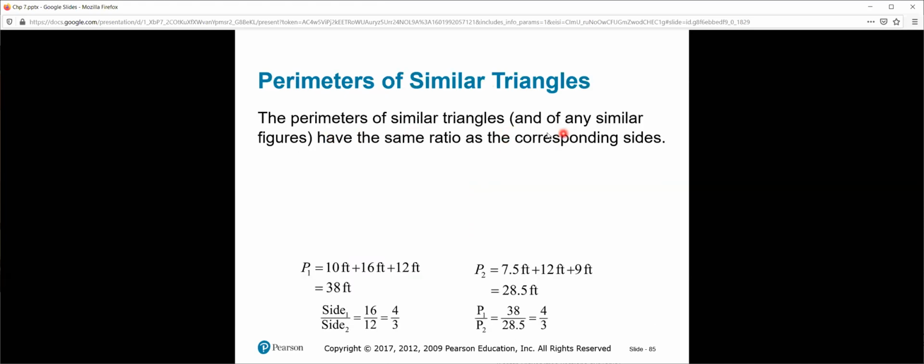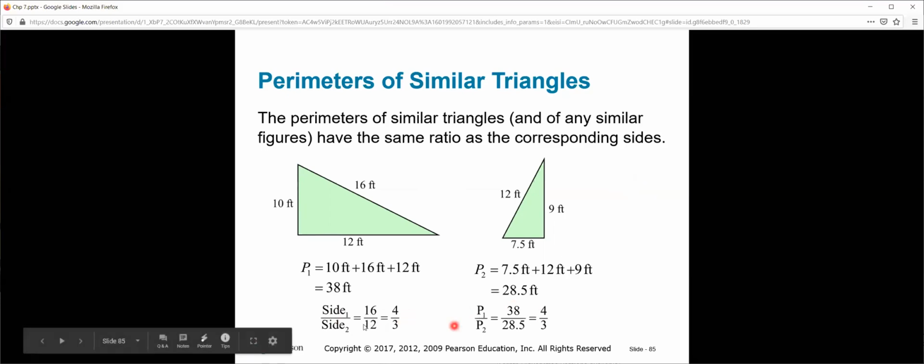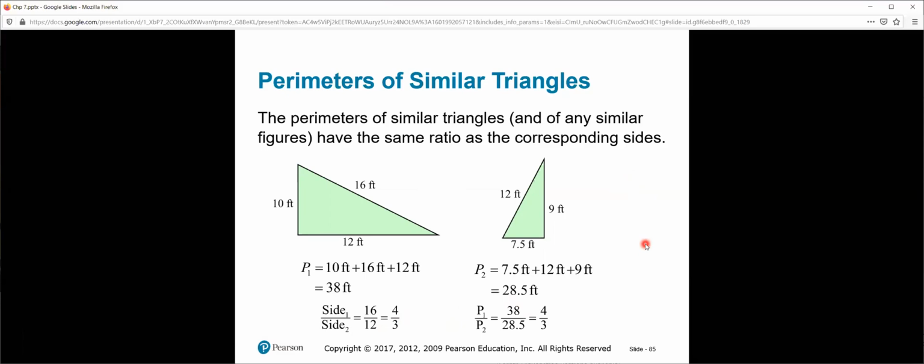Perimeters of similar triangles and any similar figures have the same ratio as the corresponding sides. So if you know the sides, you know the perimeters. You shrink down objects, they shrink down accordingly, right? This is what you need to divide these out by. You get the same proportionality. Same ratios.